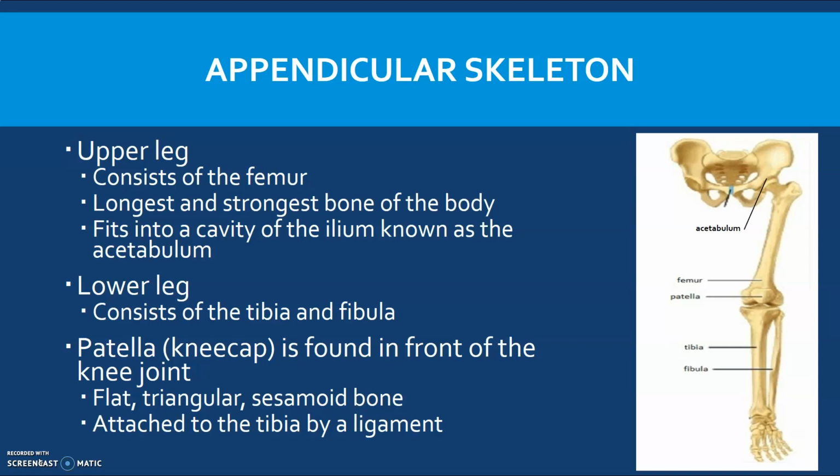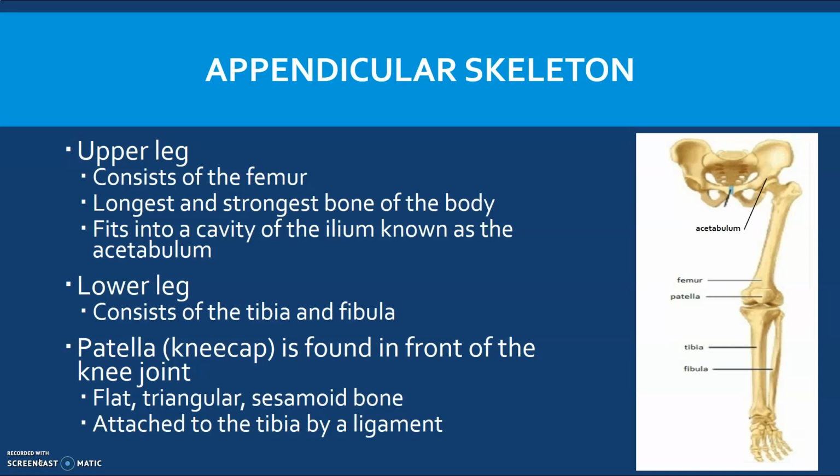The lower leg consists of the tibia or shin bone and the fibula. The tibia is a larger weight-bearing bone located on the medial side of the leg, while the fibula is a thin bone of the lateral leg.